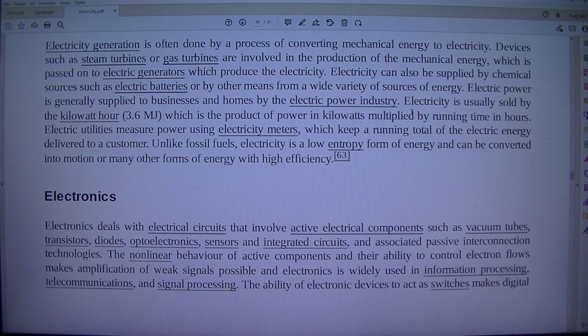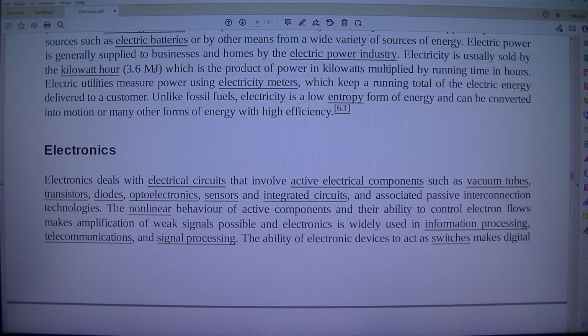Electricity is usually sold by the kilowatt-hour, 3.6 MJ, which is the product of power in kilowatts multiplied by running time in hours. Electric utilities measure power using electricity meters, which keep a running total of the electric energy delivered to a customer. Unlike fossil fuels, electricity is a low-entropy form of energy and can be converted into motion or many other forms of energy with high efficiency.